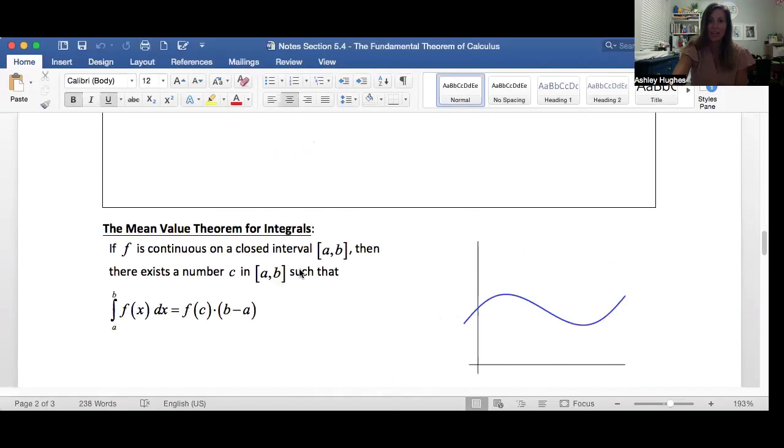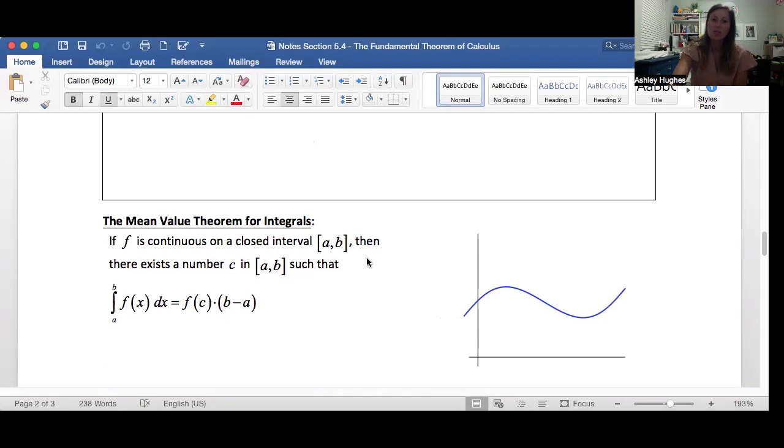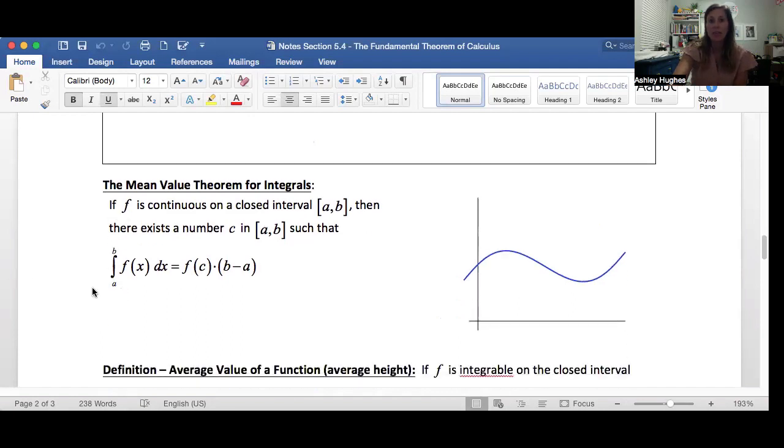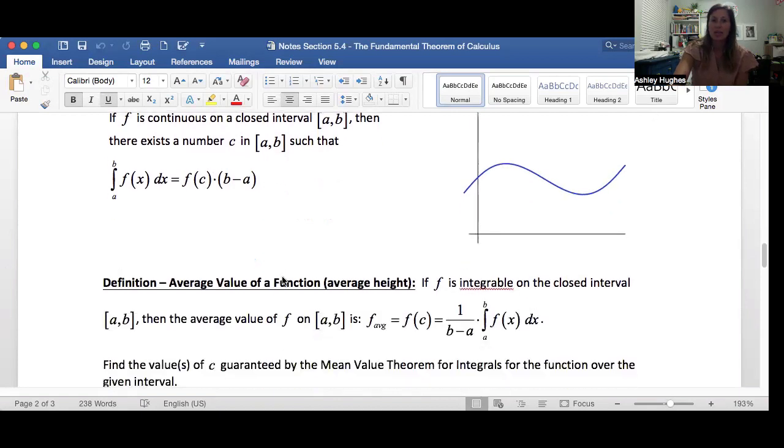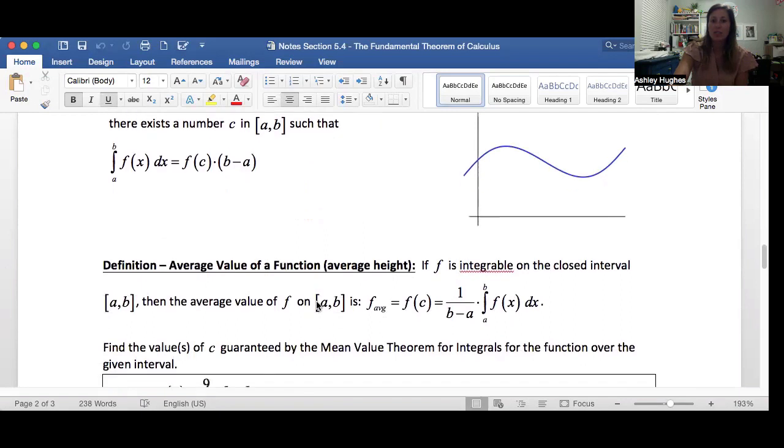All right, so this is called the mean value theorem for integrals. And it says if f is continuous on a closed interval, then the integral from a to b of f of x is equal to some height c times b minus a. And so this is called the average height of a function. When you solve for the average height, it is 1 over b minus a times the integral from a to b. So what does that mean?